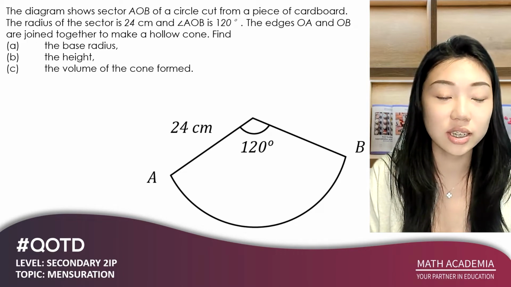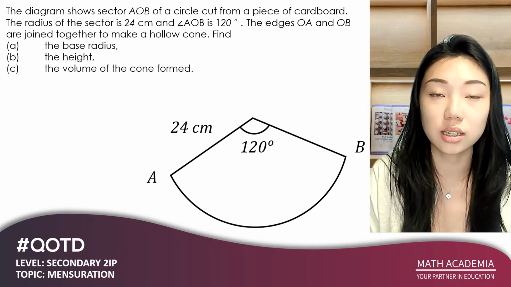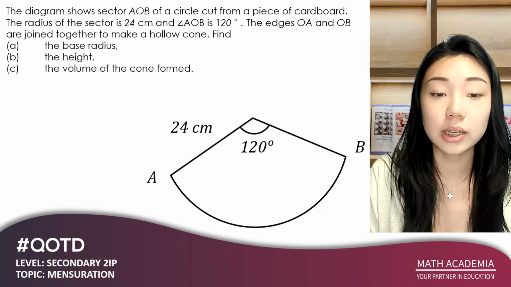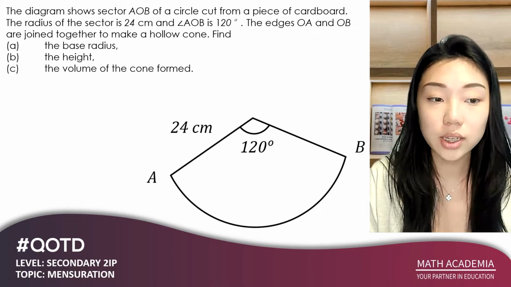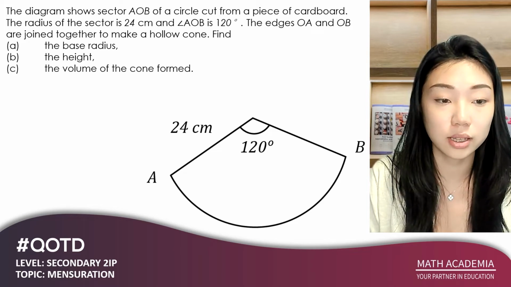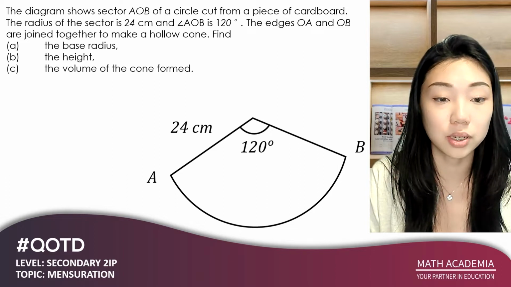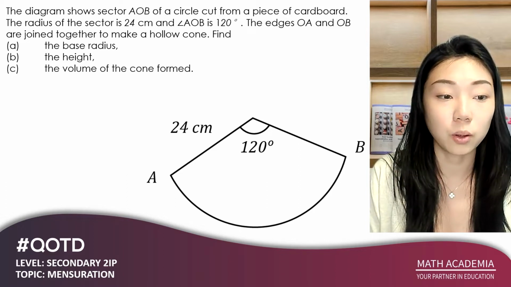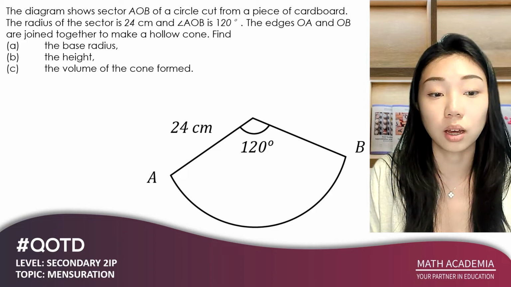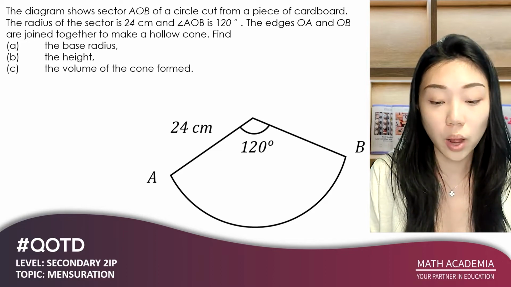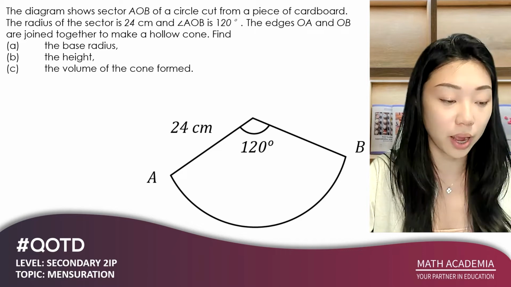Question 6 states that the diagram shows a sector OAB of a circle cut from a piece of cardboard. The radius of the sector is 24 centimeters and the angle AOB is 120 degrees. OA and OB are joined together to make a hollow cone. Find the base radius. So what exactly are they looking for in part A?